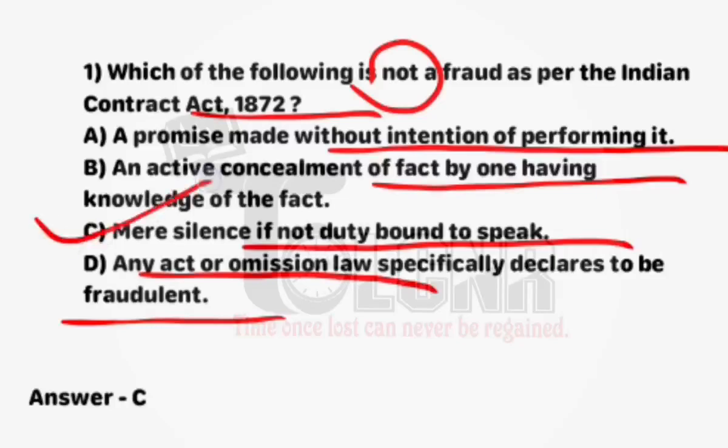Option C is correct. Mere silence if not duty bound to speak is not a fraud as per the Indian Contract Act 1872, whereas a promise made without intention of performing it, an active concealment of a fact by one having knowledge of the fact, and any act or omission law specifically declares to be fraudulent are a fraud as per the Indian Contract Act 1872.